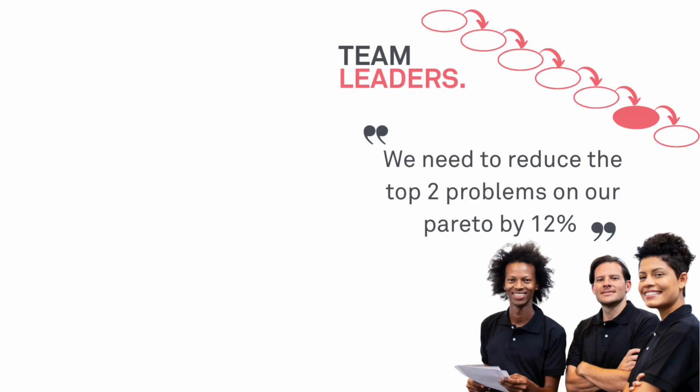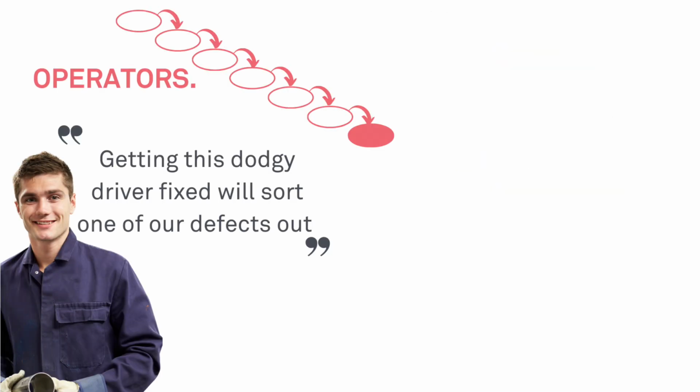The team leader working for that supervisor says, right, so we need to reduce the top two problems on our Pareto by 12%. Knowing that if all the team leaders do their bit, this all adds up to the goal at the top. Finally, most importantly, the operators say, okay, I know what the business need is, I know what's giving me pain, and getting this dodgy driver fixed will sort one of our defects out and make my life less painful. There's Hoshin, joining top down and bottom up.